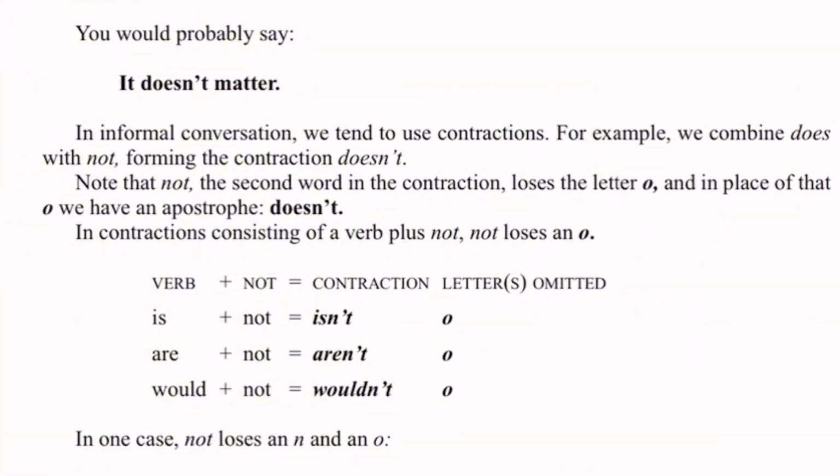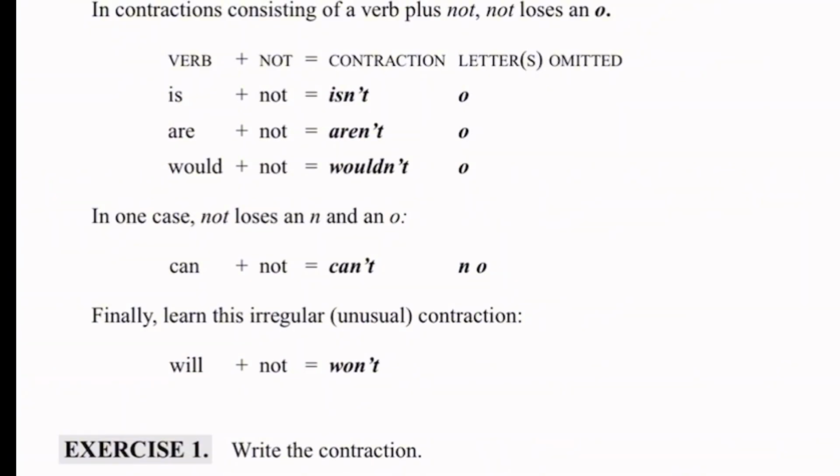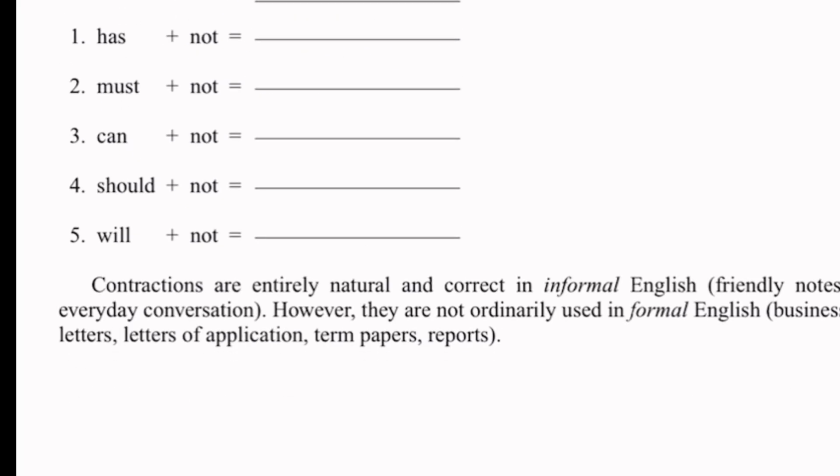Now, doesn't, right? Yes. Note that the second word in the contraction loses the O. That's what happened. Doesn't. There will be an apostrophe in between the N and T. Let's look at some others. Is not. It will be what? Isn't. Are not, aren't. Would not, wouldn't. Cannot, can't. Will not, won't. You can see. So try.